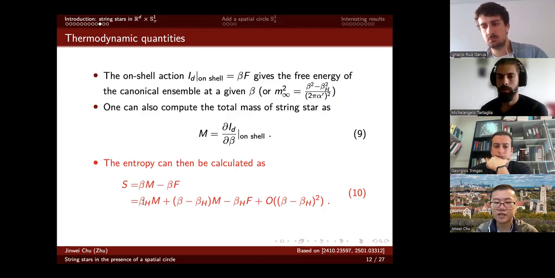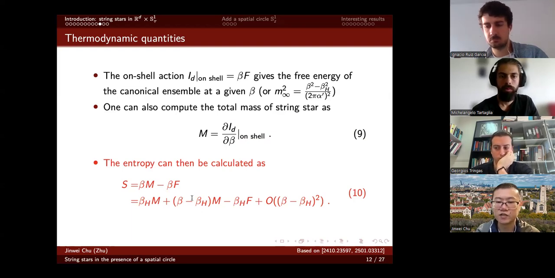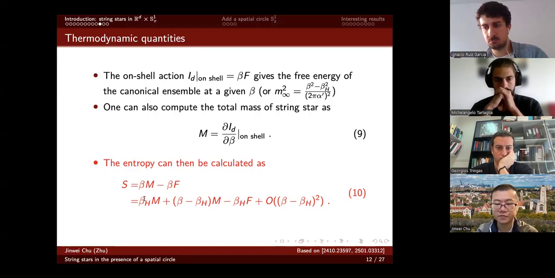Since beta is near beta H, we can also expand beta near beta H, and the leading term is beta H m, which is just the Hagedorn behavior I mentioned earlier. The subleading terms are corrections to Hagedorn behavior due to self-gravitation of the string star.